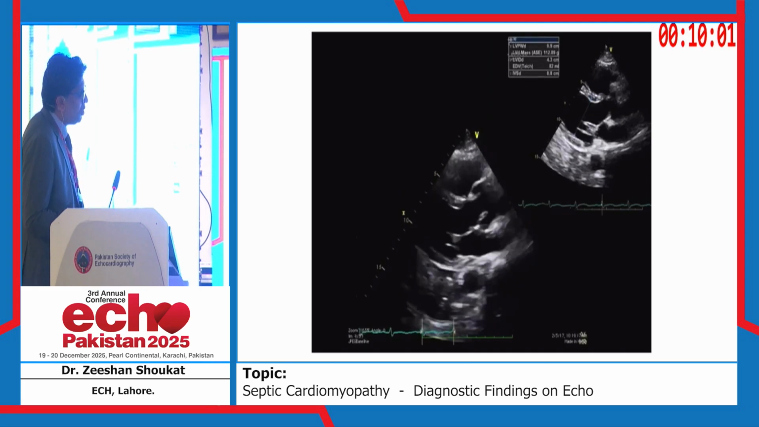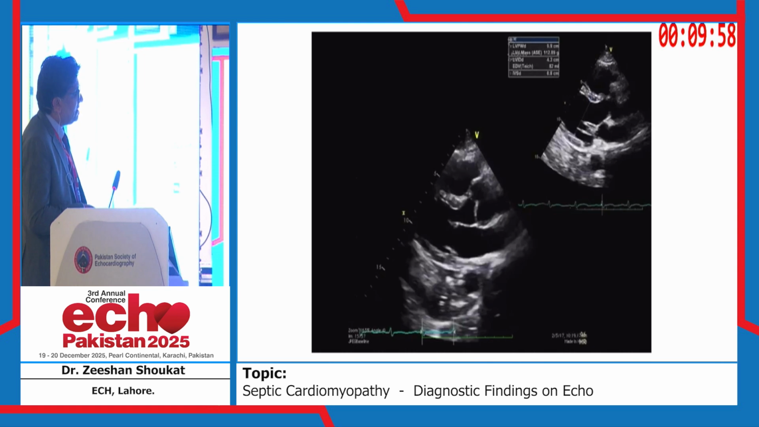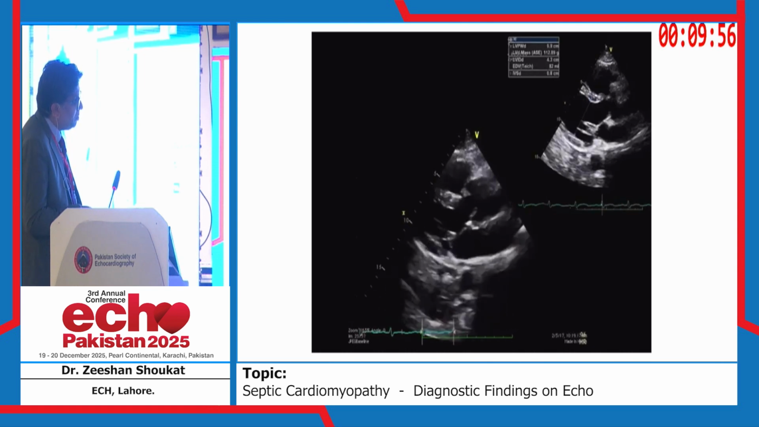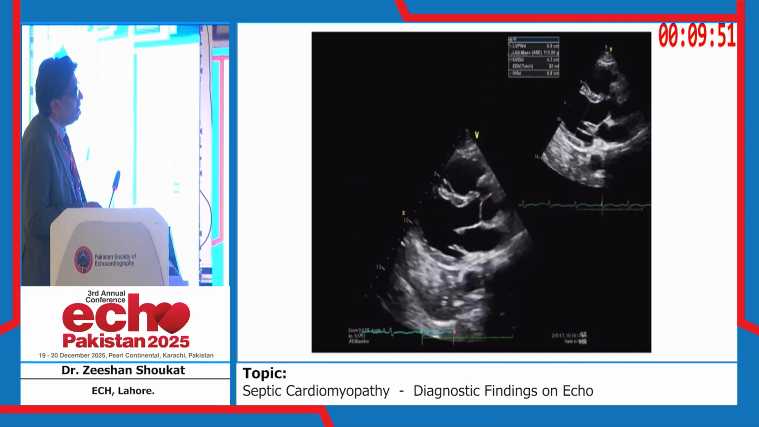You can see a parasternal long axis view, and you can see some pulmonary congestion or pleural fluid over here, but the LV size and LV function seem to be normal.